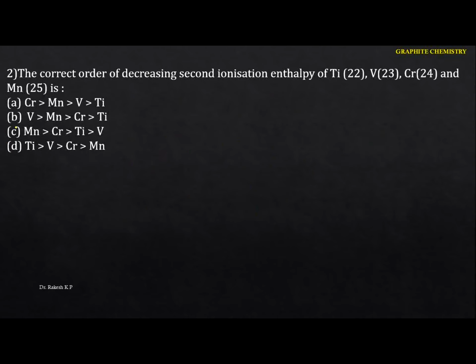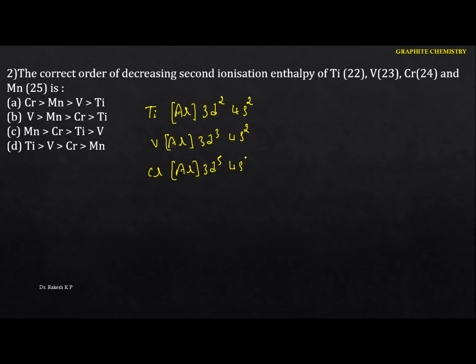The correct order of decreasing second ionization energy of titanium, vanadium, chromium, and manganese. Let me write the electronic configurations for this one. Titanium has the electronic configuration argon 3d2 4s2. Next, vanadium: argon 3d3 4s2. Next is chromium, which has argon 3d5 4s1.